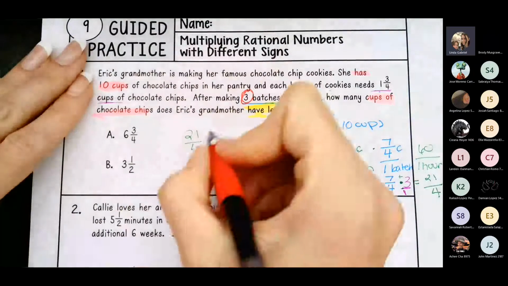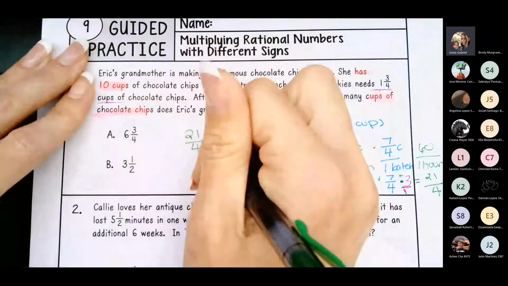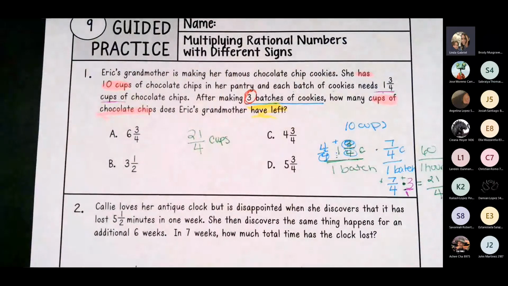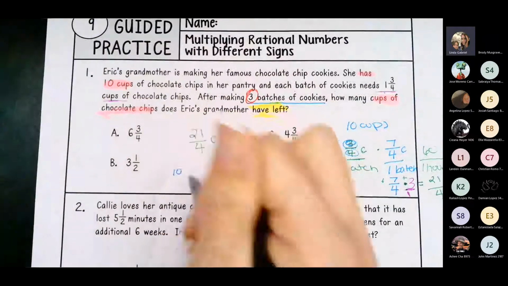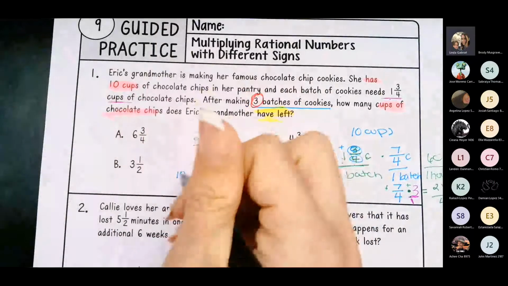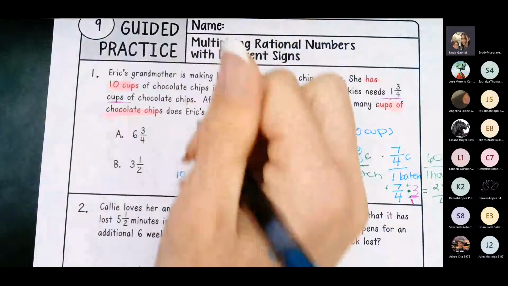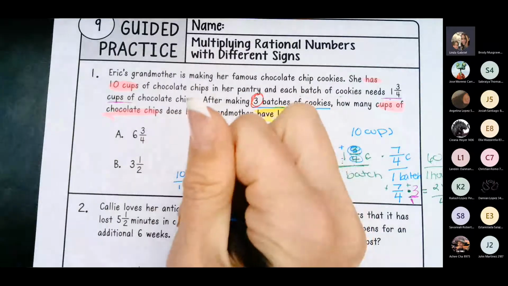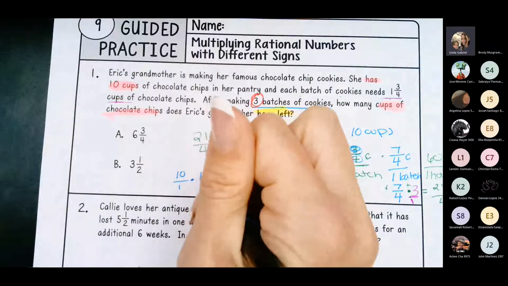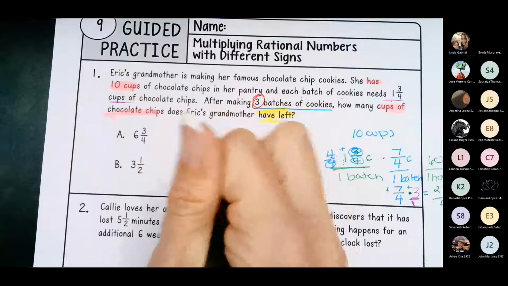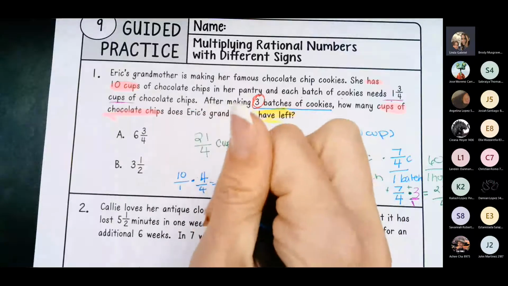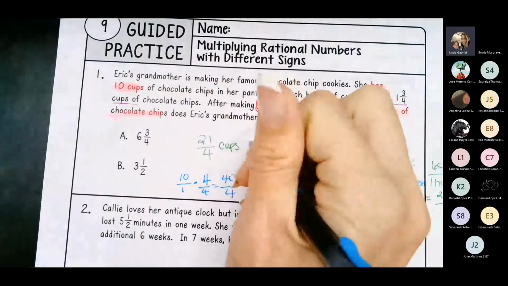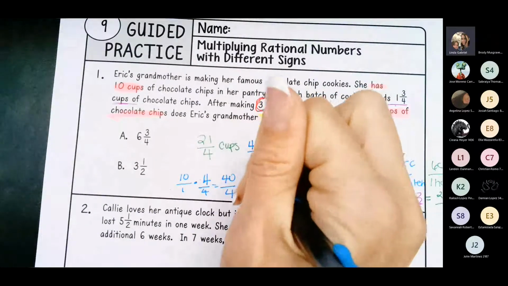So she had 10 cups to start off with. If I started with 10 cups, I can turn this into a fraction over 4. Instead of 1, I want it to be a value over 4, right? So 10 times 4, that's 40, and 1 times 4, that's 4. So I have 40 over 4.